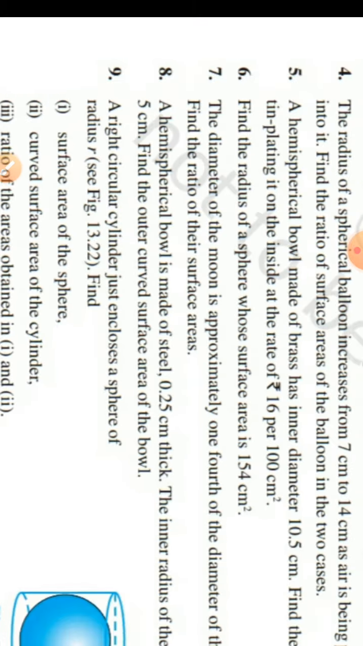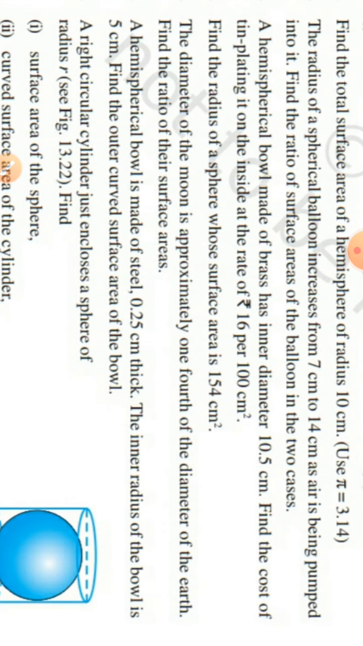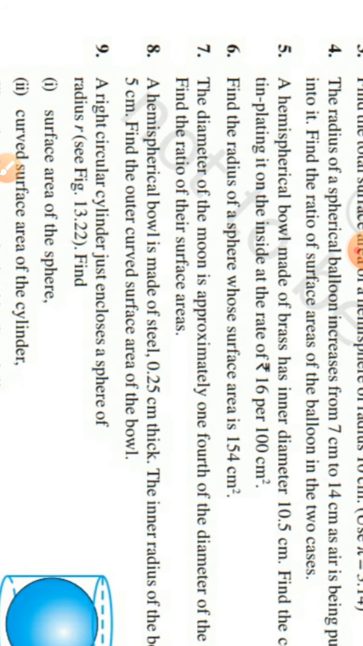And why did we use CSA? Again I tell you, look at their statement: find the cost of tin plating it on the inside at the rate of tin. Actually they have not asked us to find CSA, that we have to decide, because a bowl is there, we want to do tin plating there, but a bowl is always open. So remember and understand that way only why CSA is found here.